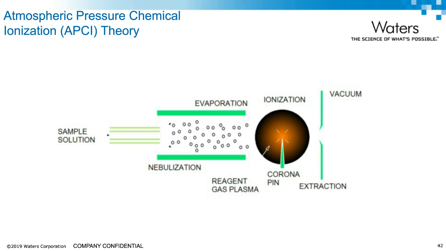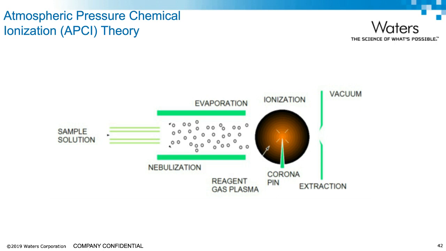Sample molecules passing through that plasma are ionized by proton transfer to form M plus H plus in positive mode or M minus H minus ions in negative mode. These ions then enter the mass spectrometer. Certain types of molecules can pick up or lose an electron and become either a free radical cation or a free radical anion in positive or negative APCI respectively.